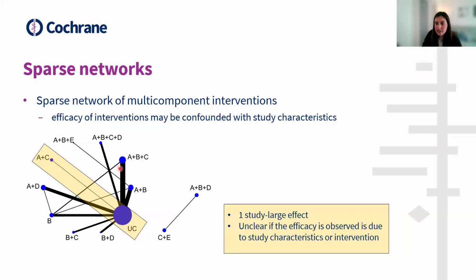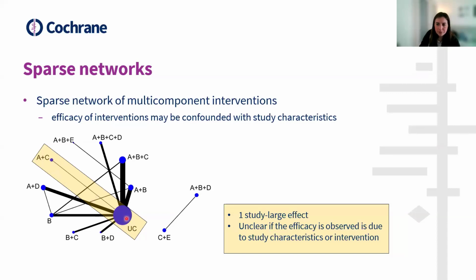So in such cases, the efficacy of interventions may be confounded with study characteristics. All the information in network meta-analysis informing the effect estimates may come from a single study or very few specific studies that include the intervention. So let's see an example to make that clear. In this fictional example, let's assume that in this comparison, A plus C versus usual care, we have only one study.